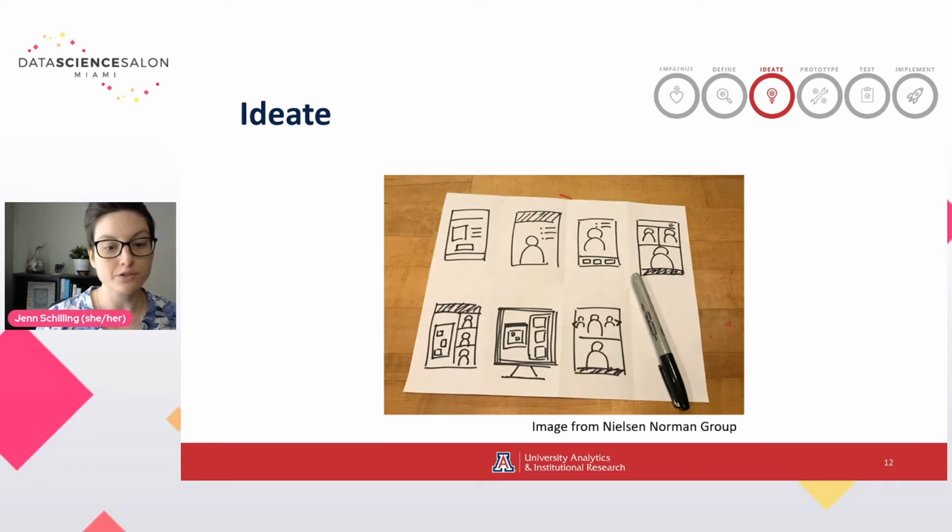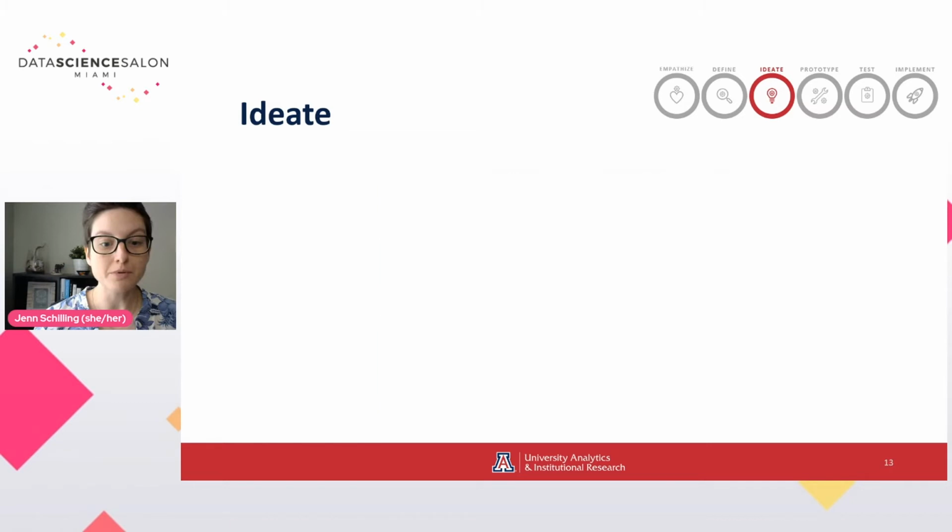Ideation can occur synchronously or asynchronously. You could hold a meeting and brainstorm together, or you could create a Slack channel or a Teams channel for people to share ideas as they think of them over a period of days. And you could also combine these methods.